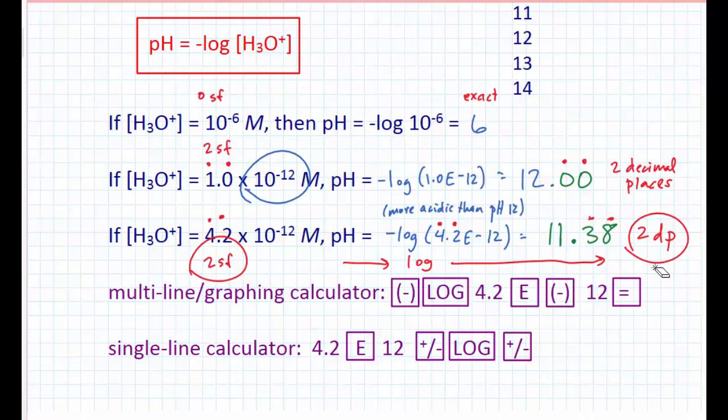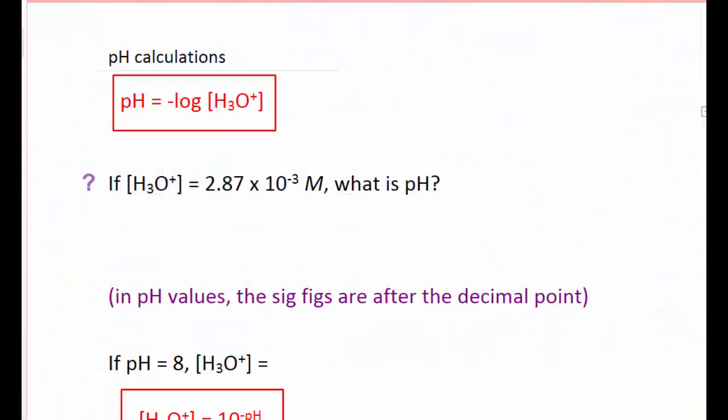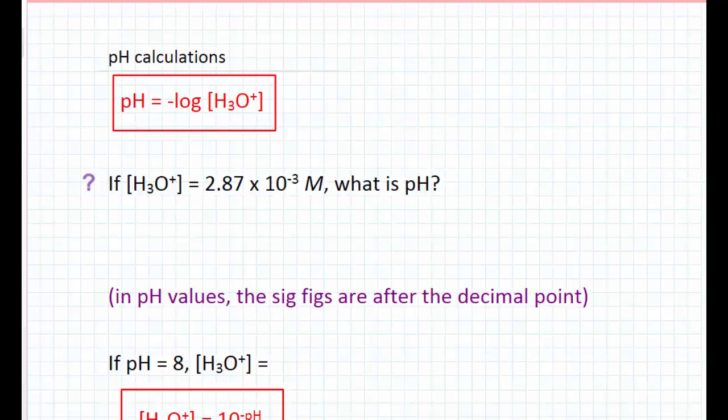So hydronium ions are a concentration with a unit in molar. pH is just a number. pH has no unit to it because it sort of came from the exponent. Okay? So that's what we do. pH is our answer. We get a pH by taking the negative logarithm of a hydronium ion concentration.